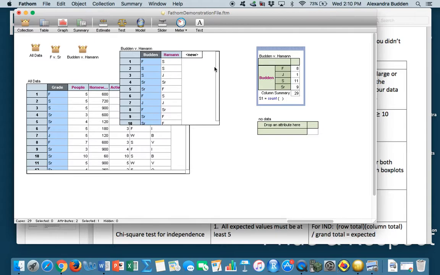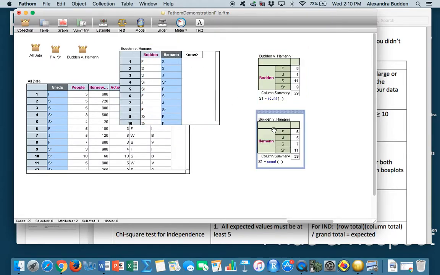It also has to be true that 29 times 1 minus 9 out of 29 is at least 10. That is met. I need to check the same thing in Mr. Hammond's class. So 11 out of 29 times 29 is greater than 10, and 29 times 1 minus 11 out of 29 is greater than 10. So Mr. Hammond's class is met, my class is not. In this case, we're going to keep moving forward anyway just to show you how to use Fathom. But if your dataset does not meet the assumptions, you need to either talk to me, Ms. Budden, or talk to your mentor about how to proceed.